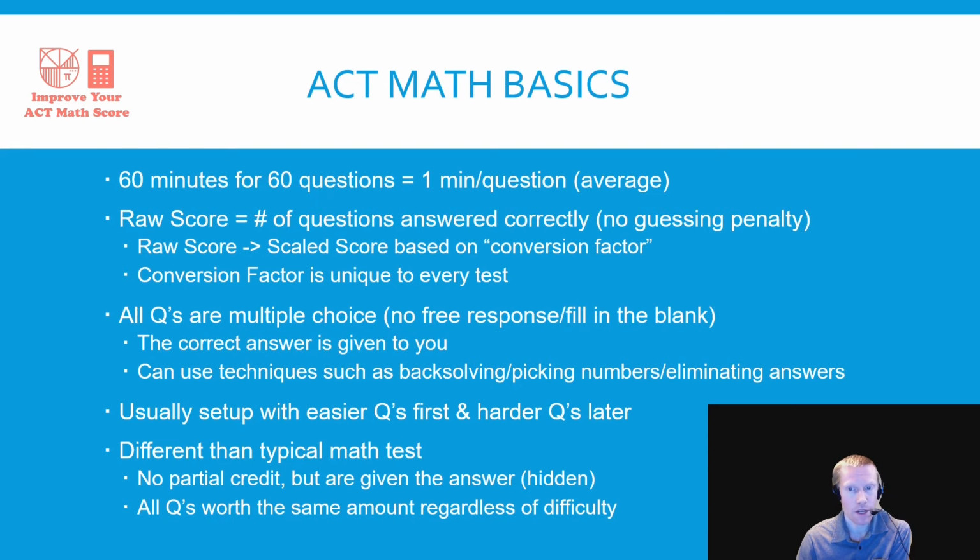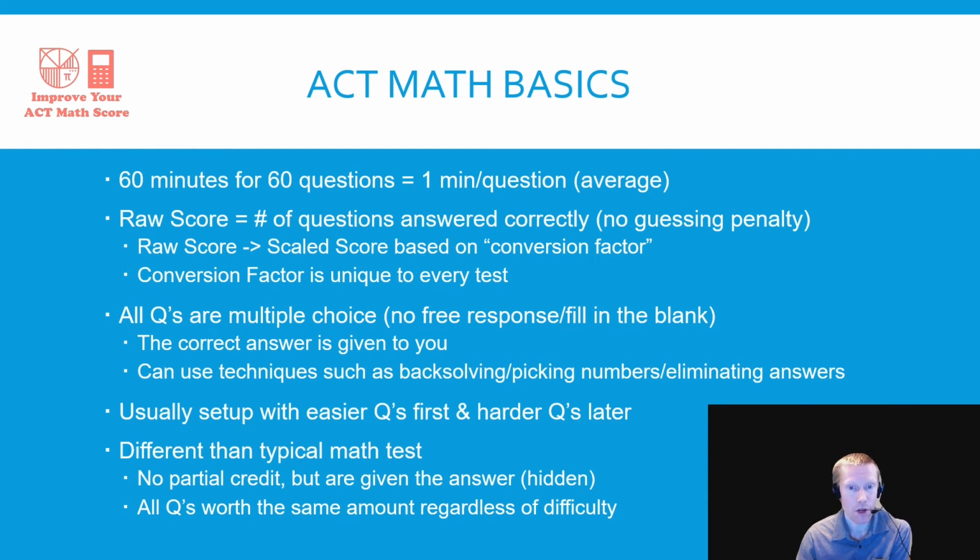Now, the number of questions that you answer correctly is what will be your raw score. In other words, how many of the 60 questions that you get correct is your raw score. And notice that there's no guessing penalty, so you obviously want to fill in every single answer blank, even if you don't know how to do the question or don't have time to complete it.